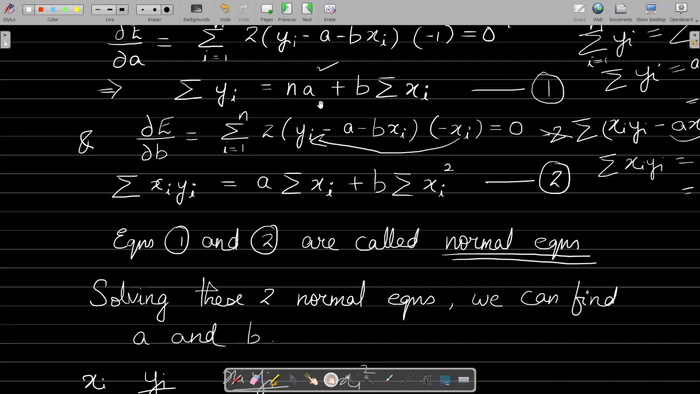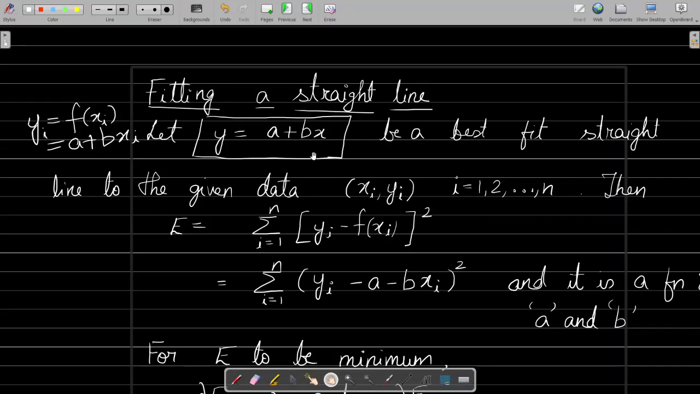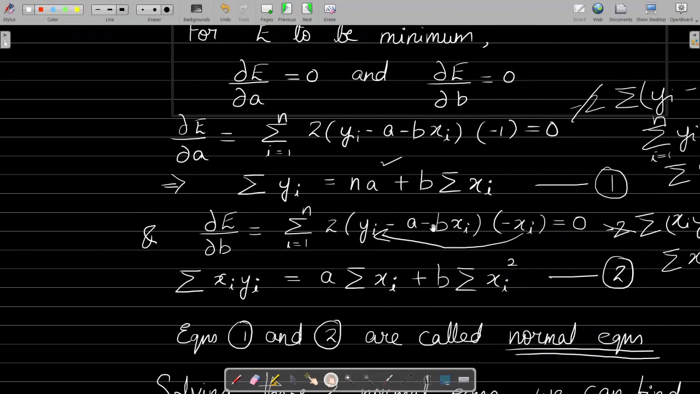So you'll get two equations involving a and b. Sometimes you'll get something like this: 2a plus 3b equal to 5, 4a plus 6b equal to 2, something like that. And then you can solve for a and b, and that you can find. So these are called the normal equations for fitting a straight line to the given data. The problems based on this will be done in the next class. We will need these two normal equations to actually solve that.